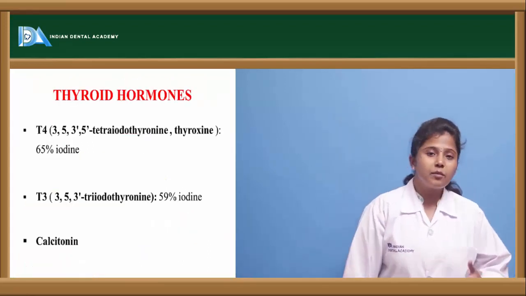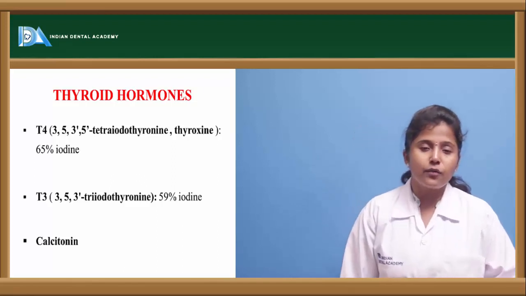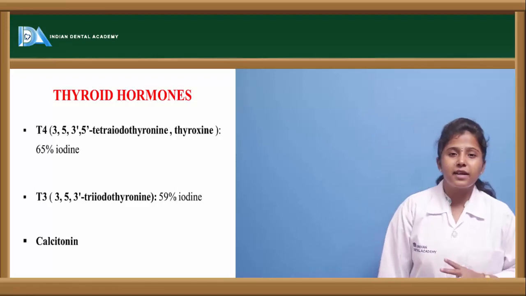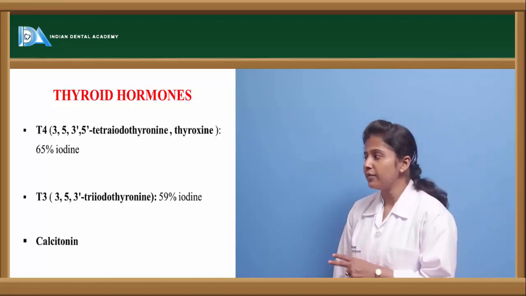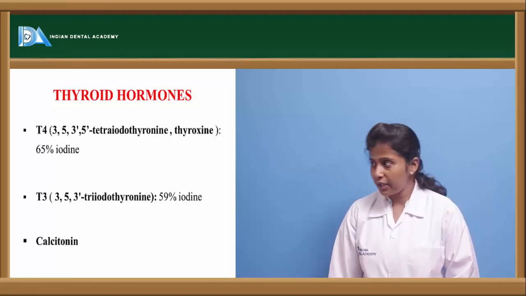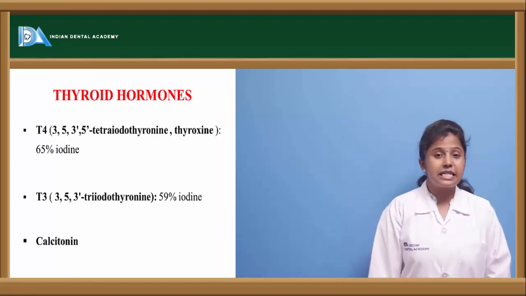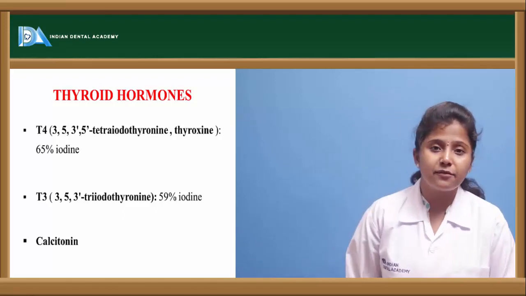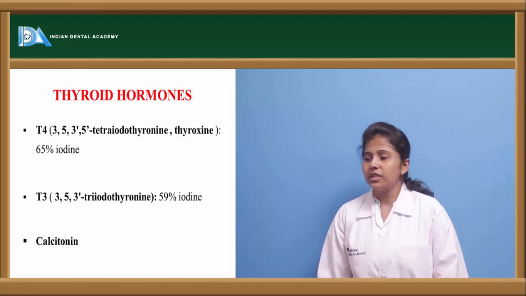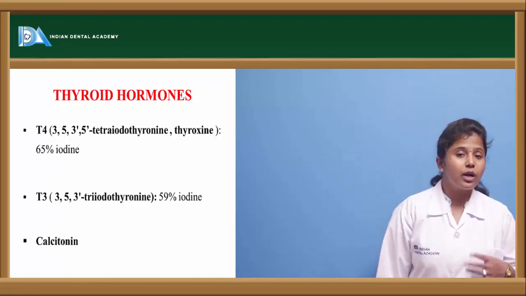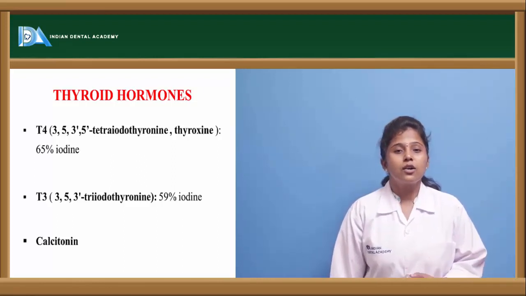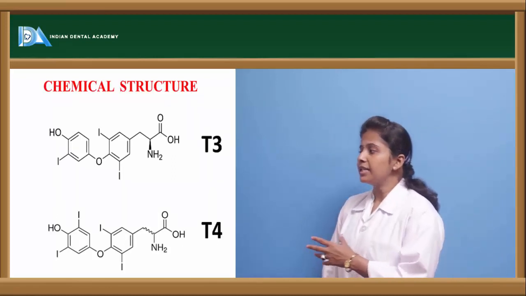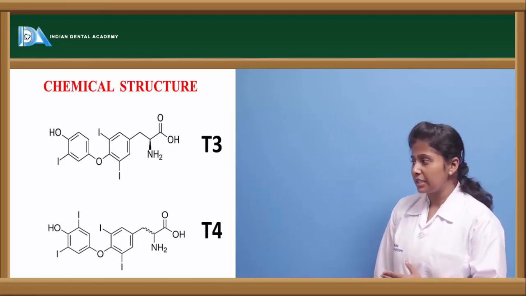Now, what are the hormones released from the thyroid gland? From the thyroid gland, two hormones are released. One is T4, that is 3,5,3',5'-tetraiodothyronine or thyroxine, which contains 65% iodine, as well as the T3 hormone, that is 3,5,3'-triiodothyronine, which contains 59% iodine. Along with T3 and T4, it also secretes another hormone called calcitonin. Here is the chemical structure of the T3 as well as T4 hormones.